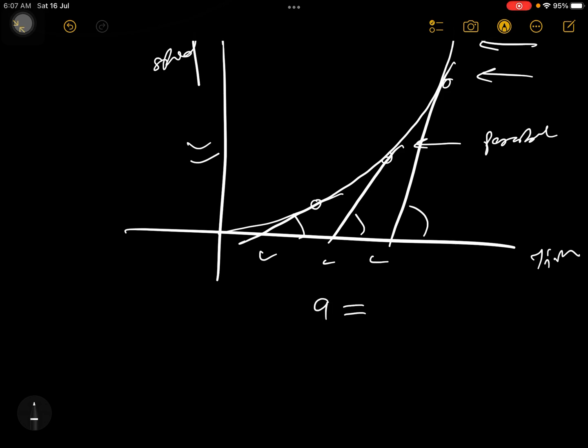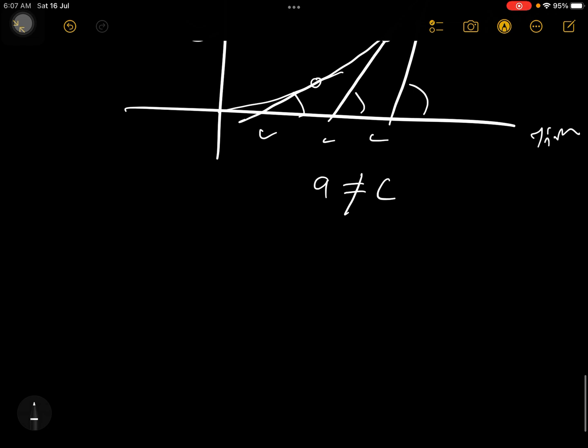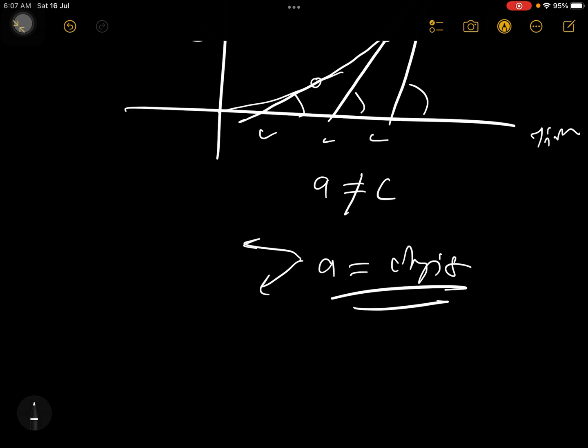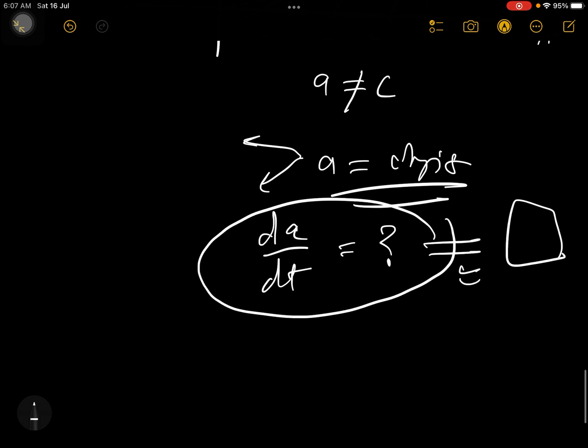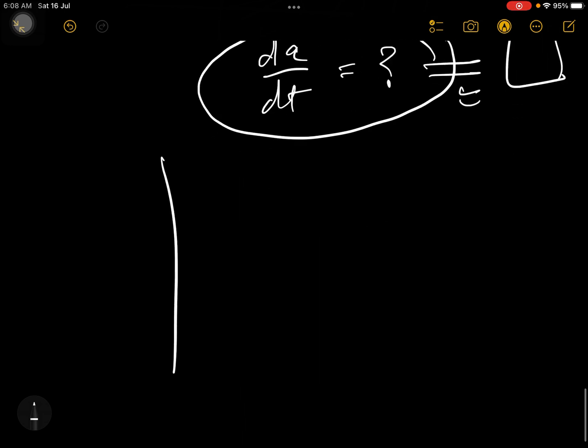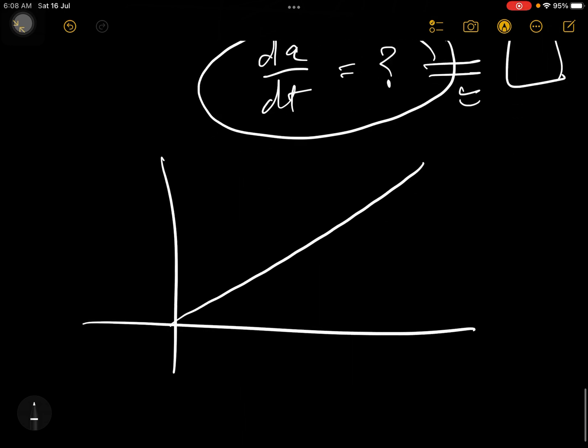It means your acceleration is not constant. Your acceleration is changing. Because your acceleration is changing, how fast or how slow it is changing? You have to find out dA by dt. If you find dA by dt and that answer comes out constant, then you will draw this kind of line. dA by dt means the rate of change of acceleration with time.